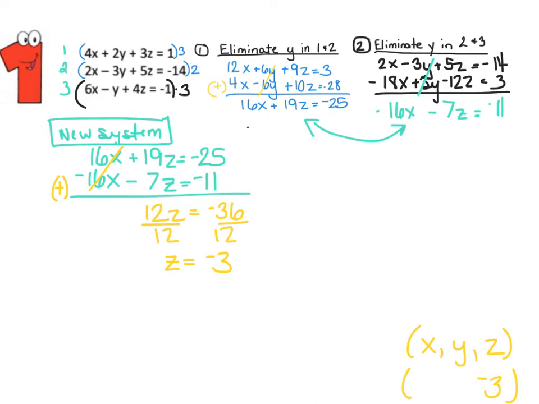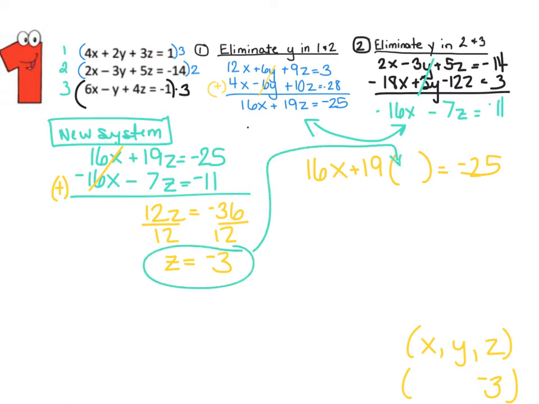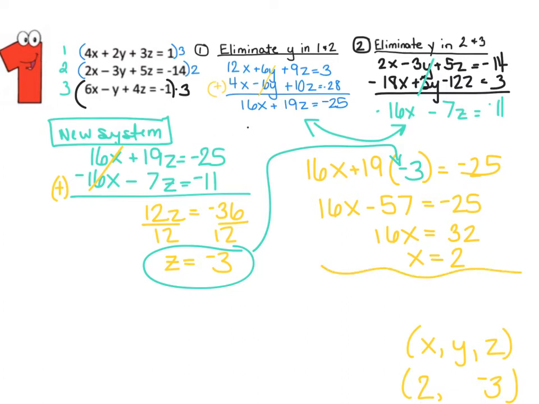But if I substitute now into 16x plus 19z equals negative 25, and I take the negative 3 and plug this in, I have an equation in 1 variable. So if I add 57 to each side, that gives me 16x equals positive 32, divide by 16, and I know that x is 2. So I'm going to substitute that into my ordered triple. And now I need to figure out y.